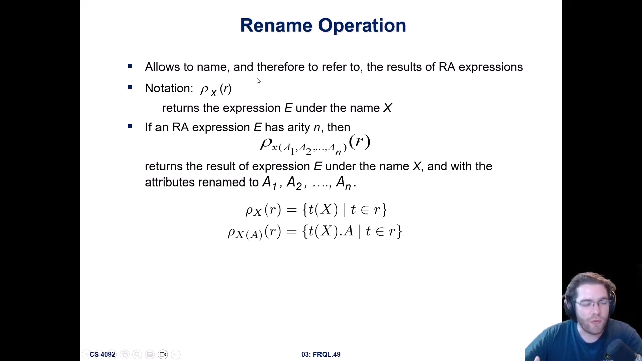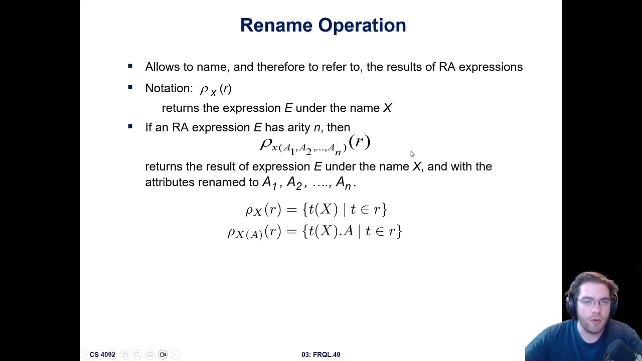We may want to do this if we have a very complex relationship that we got out of an RA expression and we want to refer to it again, or we actually want to refer to our relation during work, but we don't know which one to actually specify, so we can rename some operations there. So essentially here, when we say rename the relation R with our notation of X at the bottom here, and we have an arity of N, this essentially means the number of attributes we have is N. This operation here is going to return the result of expression E under the name X, with the attributes renamed to A1, A2, up until AN.